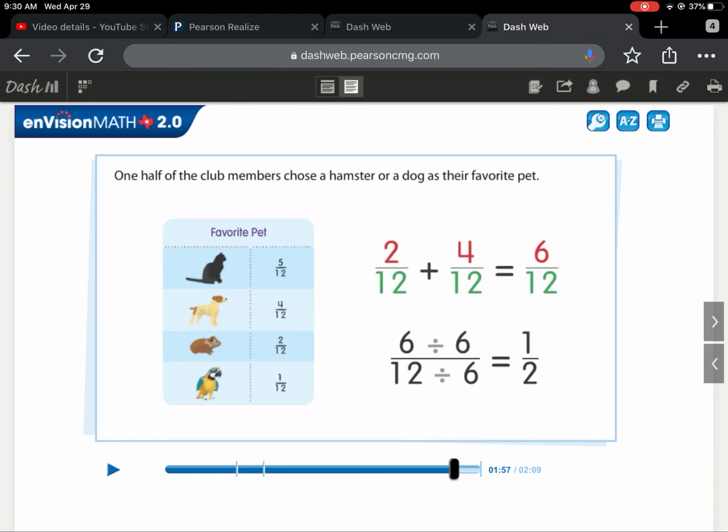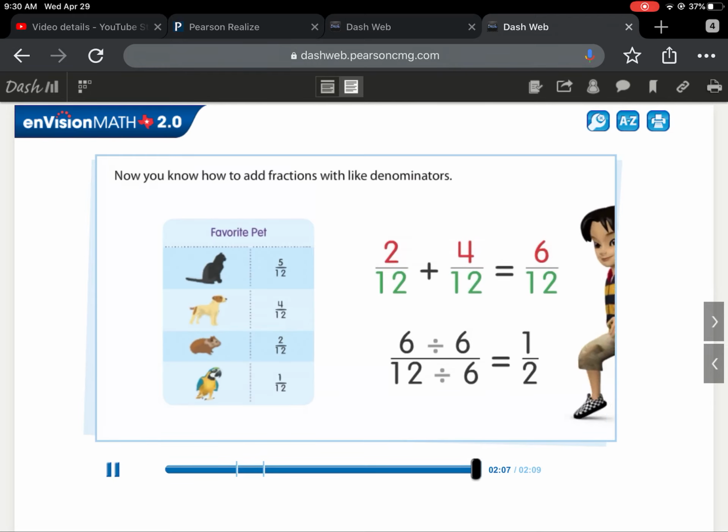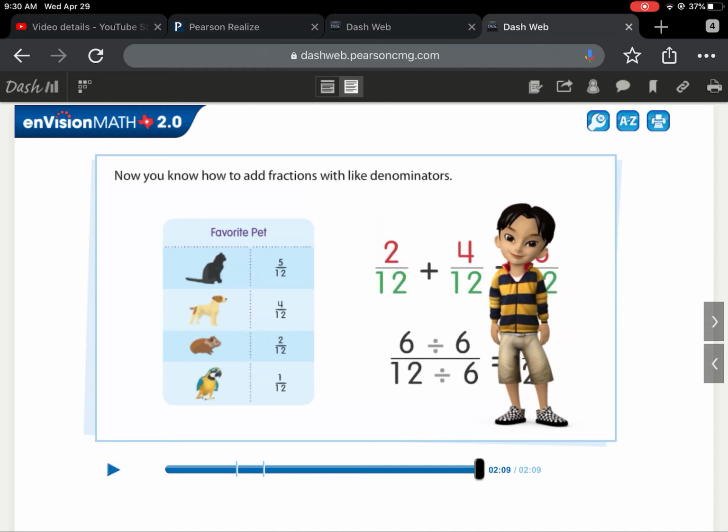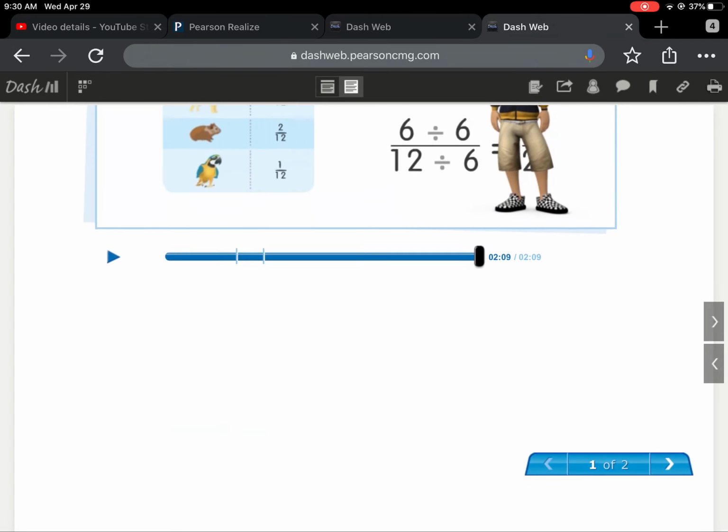And I would tell you guys, 6 12ths is 1/2. Half of the club members chose a hamster or a dog as their favorite pet. Now you know how to add fractions with like denominators.